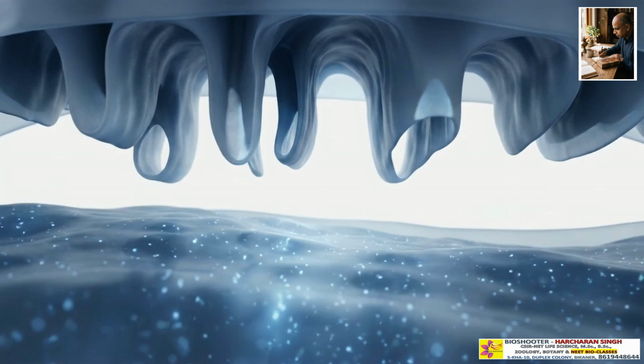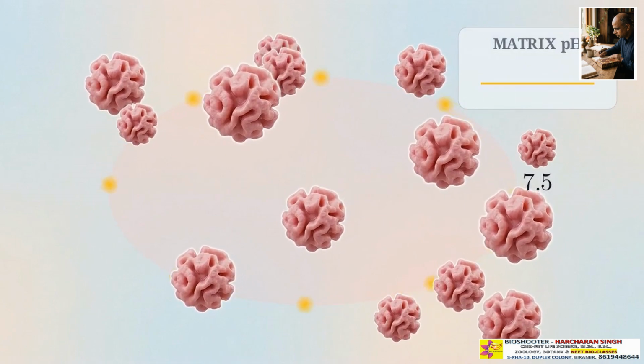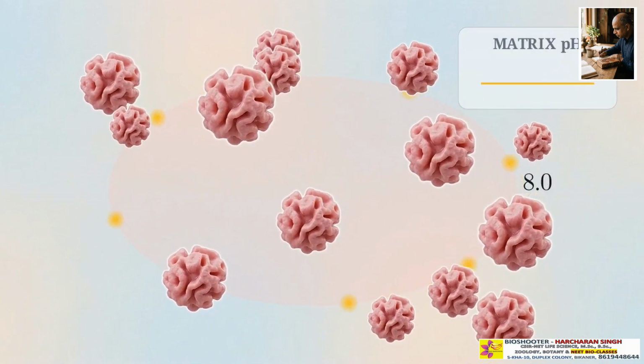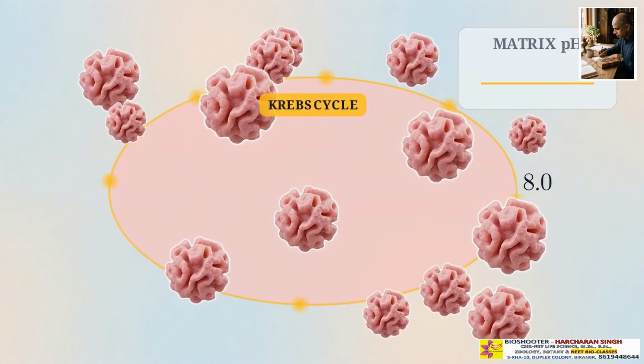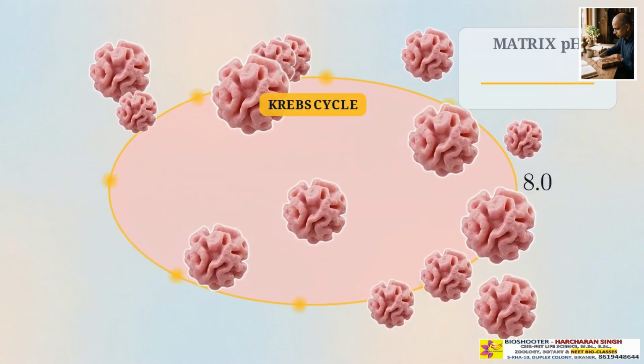Pushing past that inner membrane, we finally arrive at the deepest chamber of the organelle, the mitochondrial matrix. This space is filled with a dense chemical soup. It maintains a high pH of around 7.9 to 8, which creates the gradient needed to drive ATP synthesis, and it houses all the soluble enzymes required for the Krebs cycle.